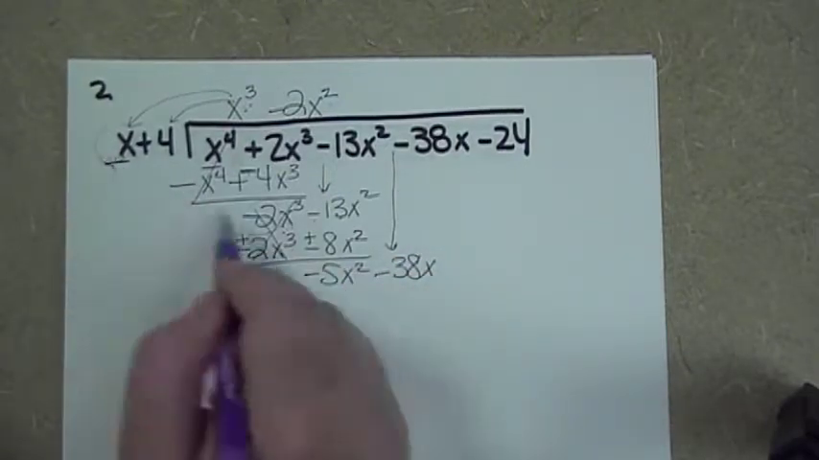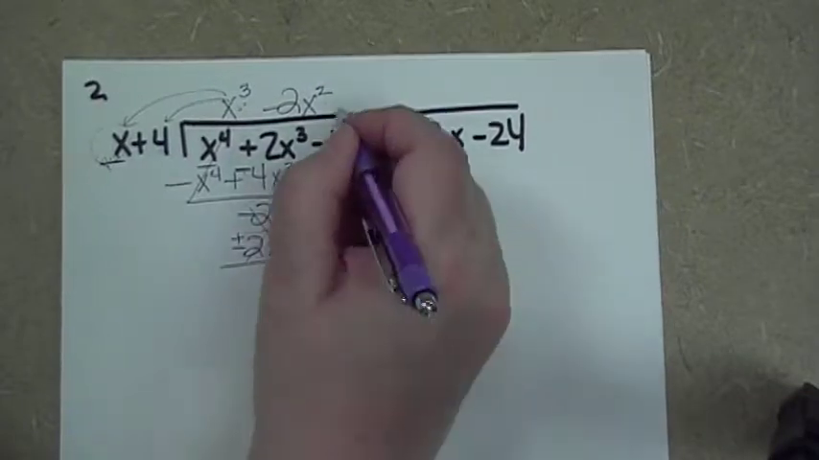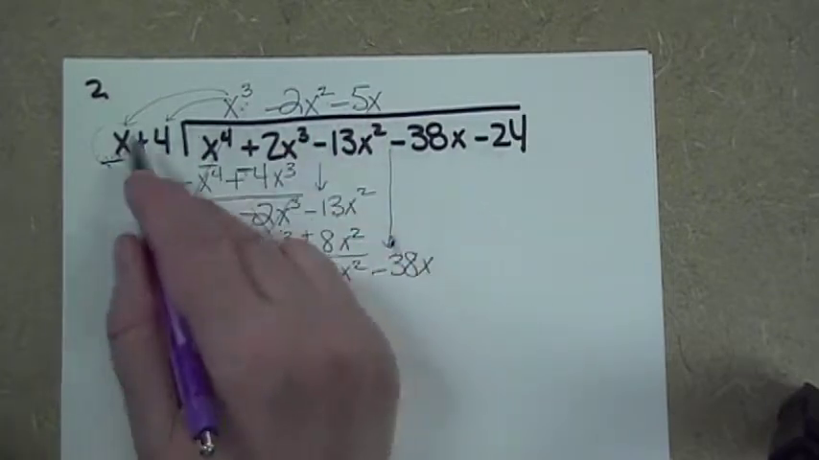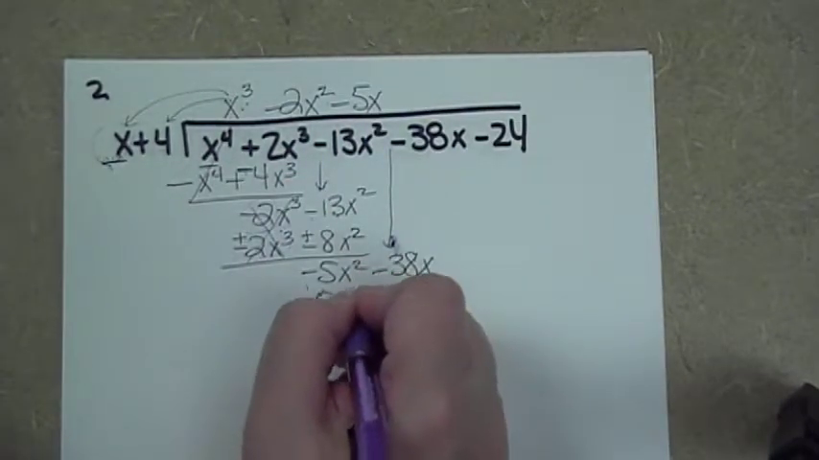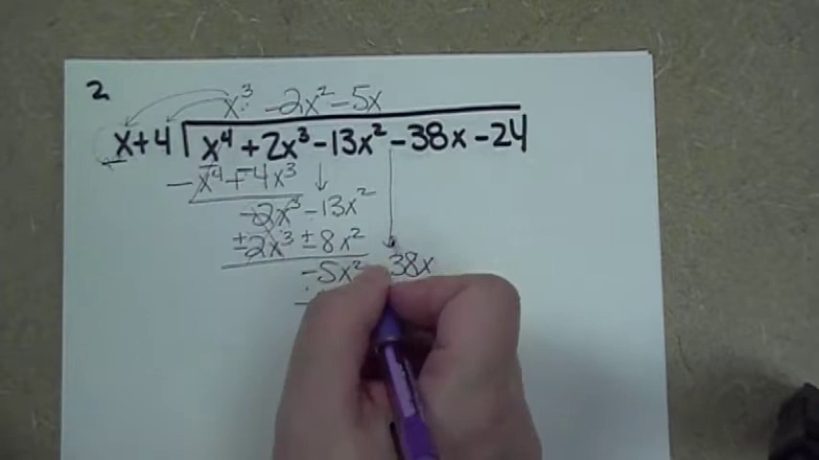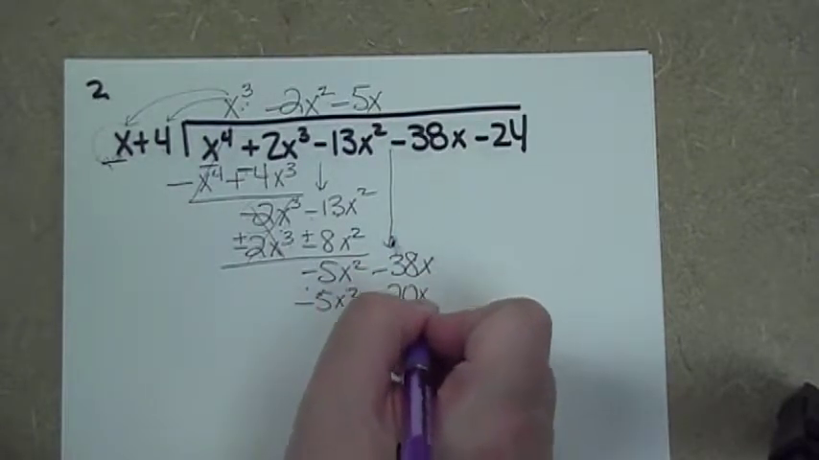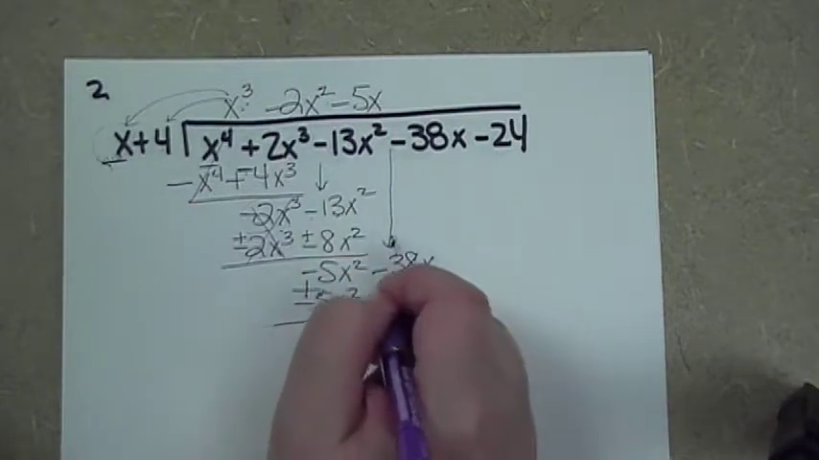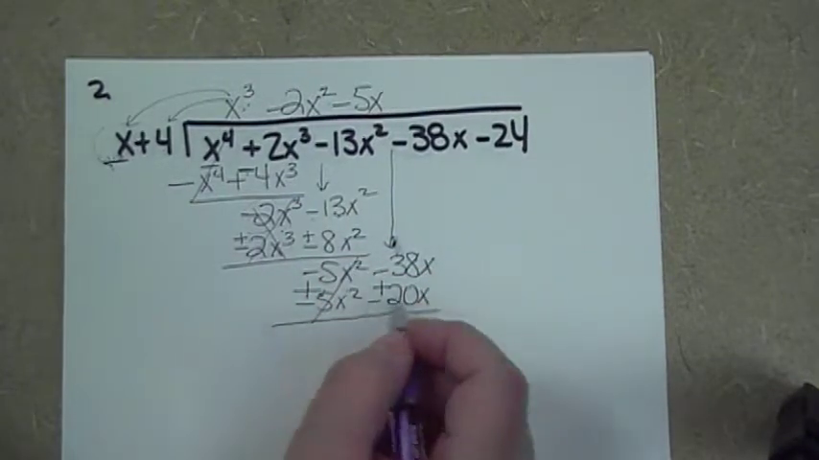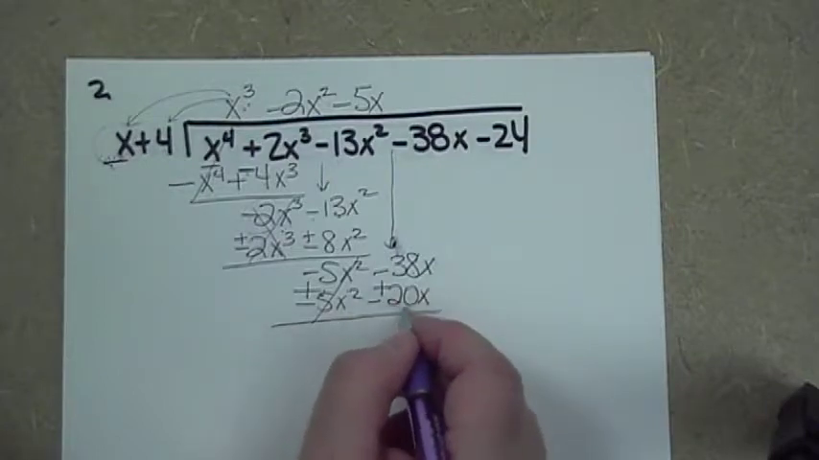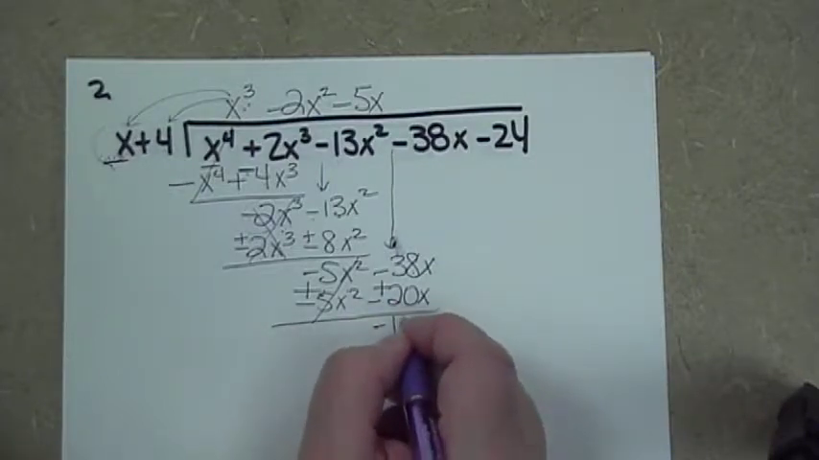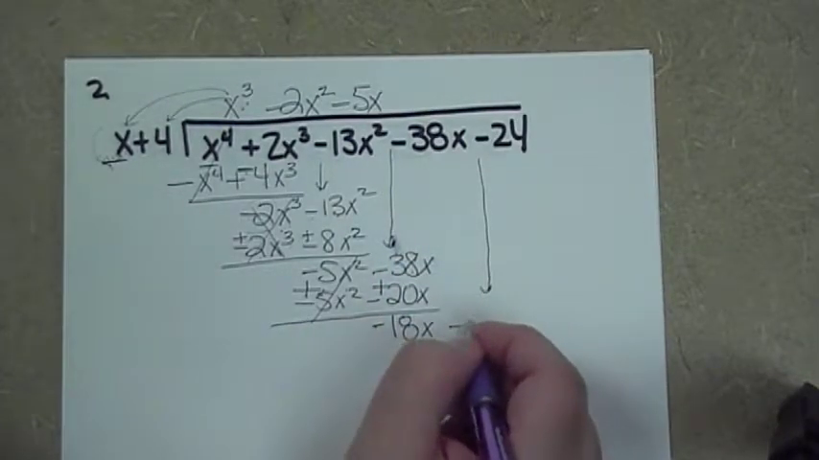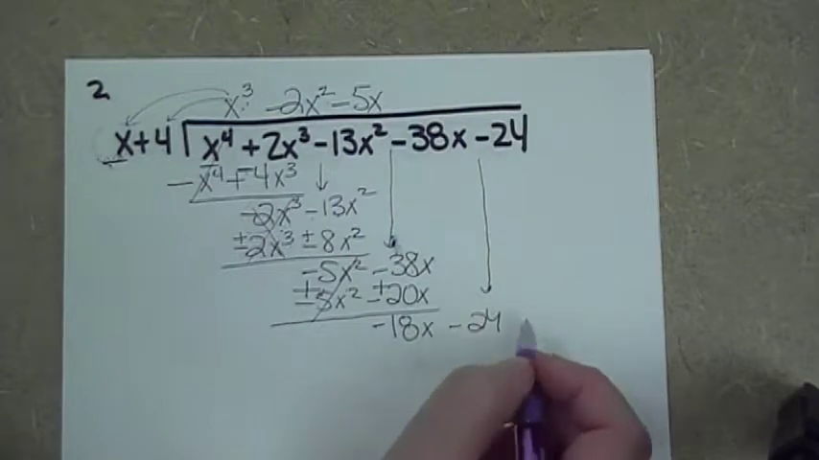Starting again. x goes into a negative 5x squared, negative 5x times. Now take that and multiply. So we have negative 5x squared. Negative 5x times 4 is negative 20x. Got to subtract them, so this changes to plus, this changes to plus. That cancels out. Negative 38 and a positive 20 is a negative 18x. Bring down the next term. Almost done because that's the last one coming down.